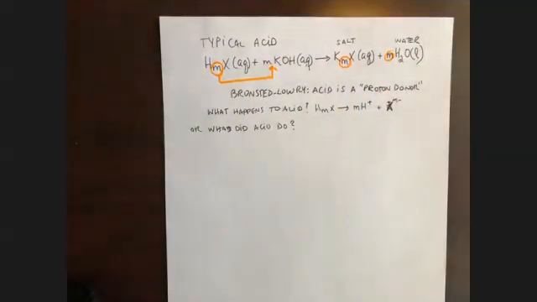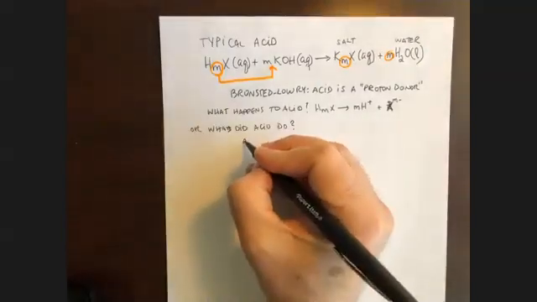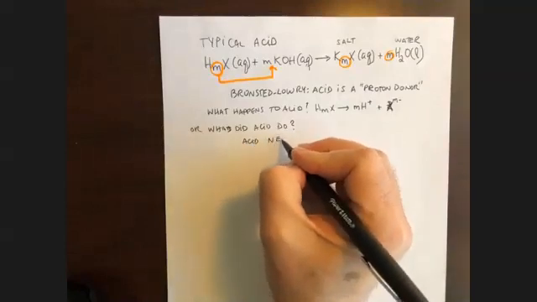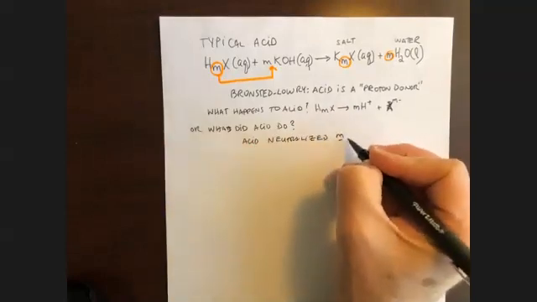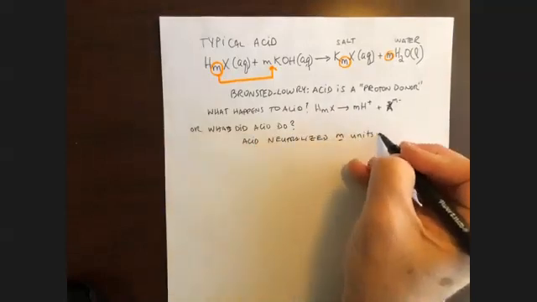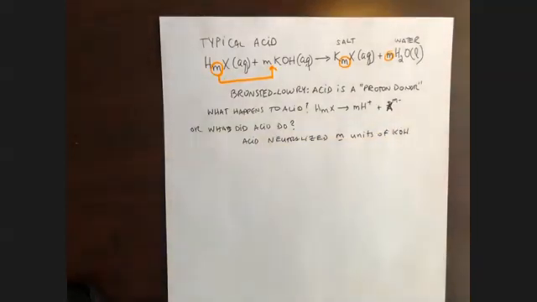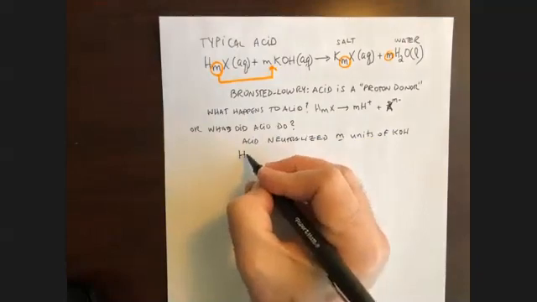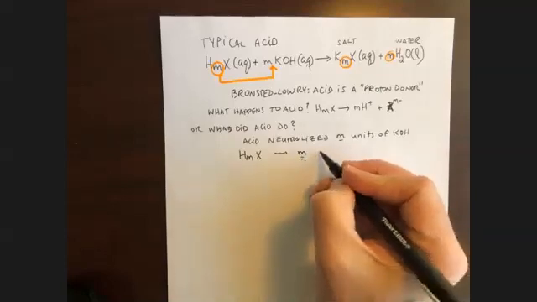But when we say, what did the acid do? We would say that the acid neutralized M units of KOH. In this case, what we're focusing on is the chemical activity, the chemical power of this acid. And we would say that an acid such as, let's say, HMX has M equivalents.